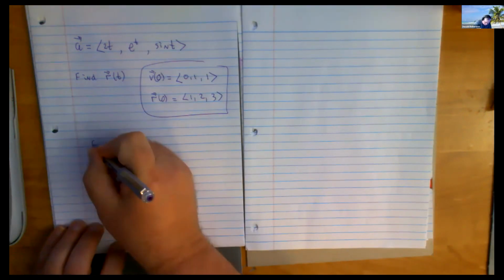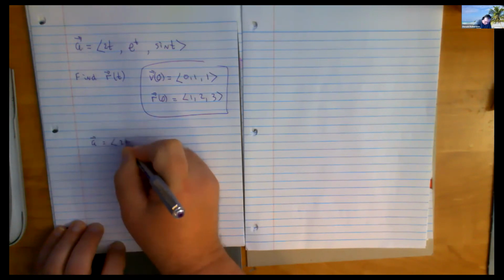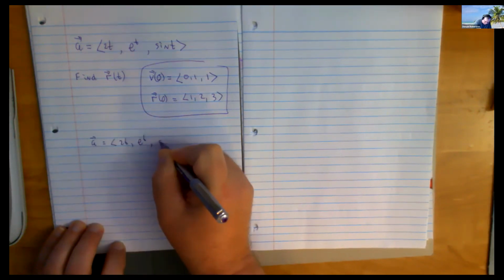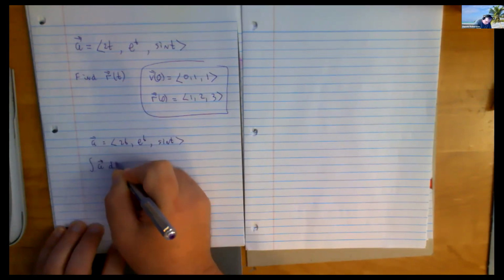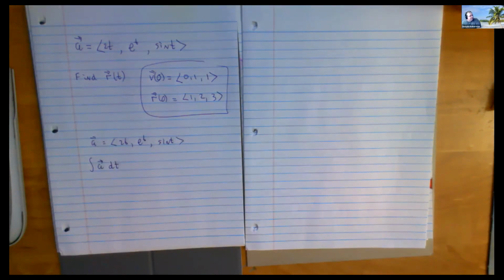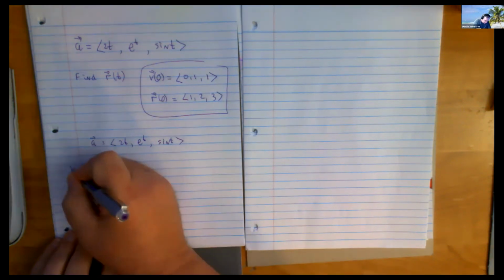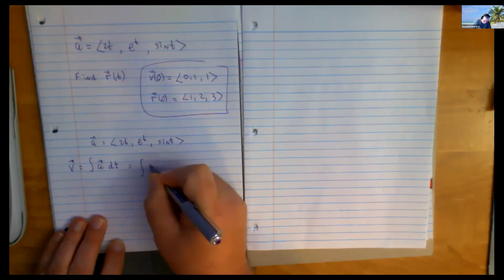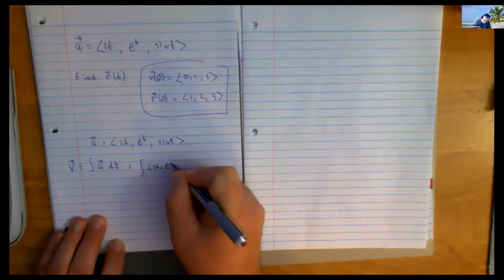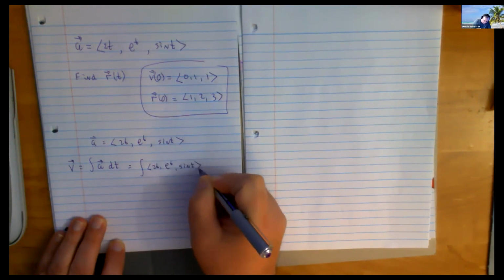So I'll start off with my acceleration vector. If you integrate acceleration, shouldn't you get velocity? That makes sense? You go down the way differentiating, you come up the way you integrate. So my velocity vector is going to be the integral of this fella. So it's going to be the integral of 2t, e to the t, sine t, dt.